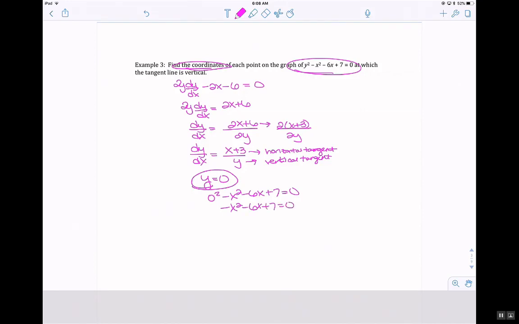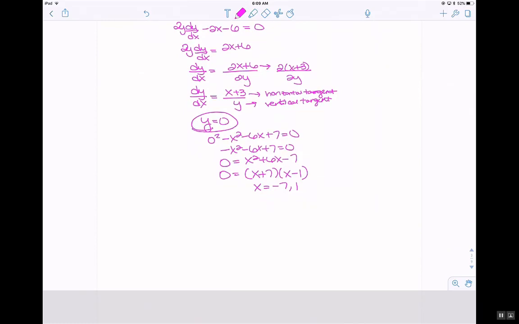Negative x squared minus 6x plus 7 is equal to 0. I could either factor out my negative 1, or I could just move everything to the other side. x squared plus 6x minus 7. So this factors to x plus 7 times x minus 1. So x is equal to negative 7 and positive 1.